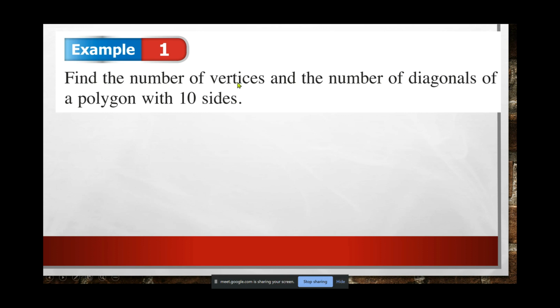It will be the same, right? How many? 10. Yes, it is the same as the number of sides. It is equal to 10.